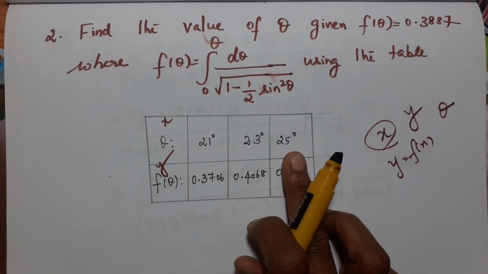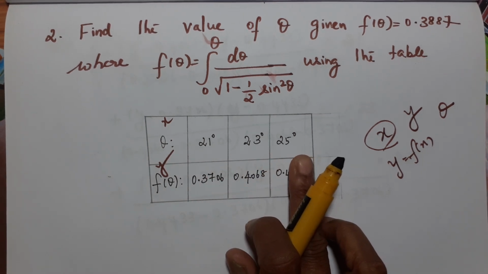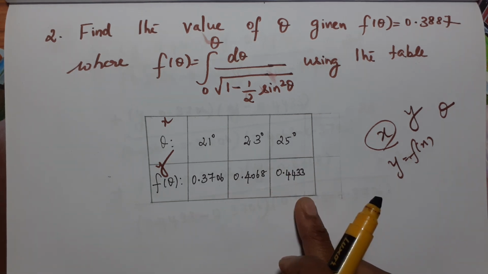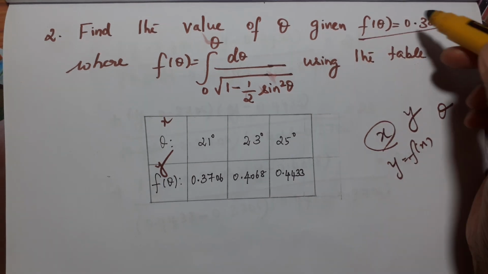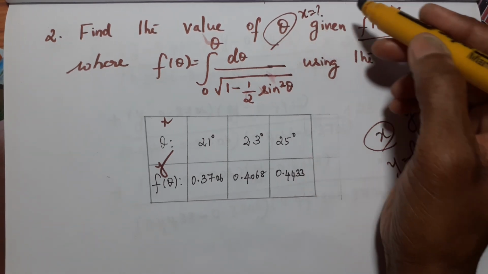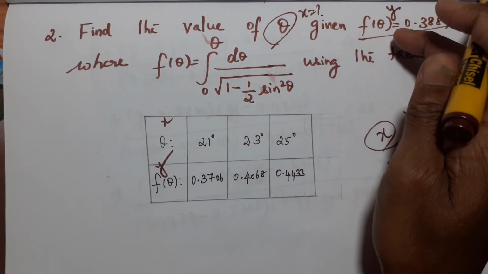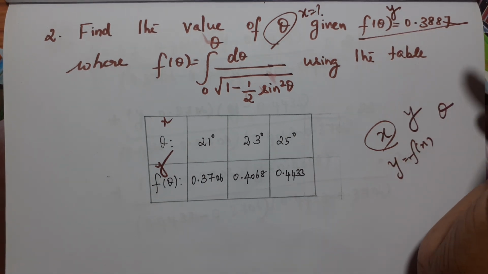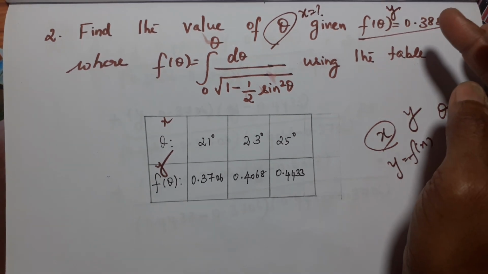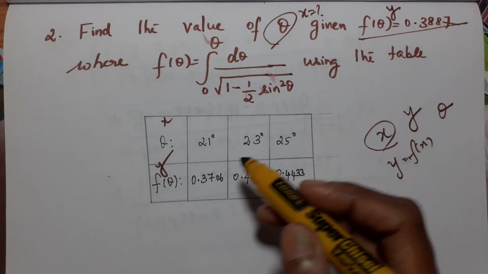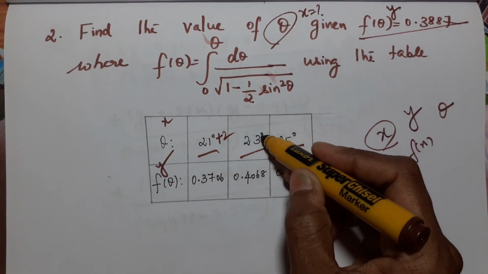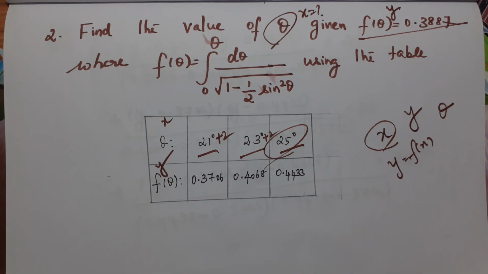So 21, 23, 25. 2 has been added to all the terms: 21 plus 2 is 23, 23 plus 2 is 25. And these values are the respective y values. They have given a y value and we are going to find theta, that is x. But you have to use the same notation they have used. For clarity, for explaining to you, we only changed the notation. Whatever notation or symbol they used in this problem has to be followed. See the x values: 21 plus 2 is 23, 23 plus 2 is 25. So everything has equal length.